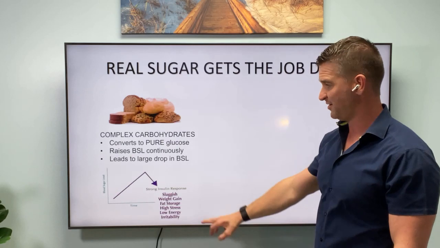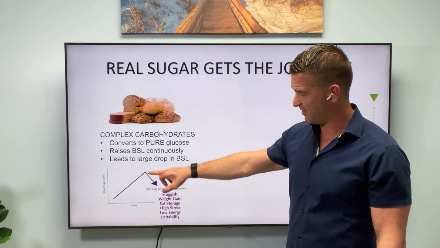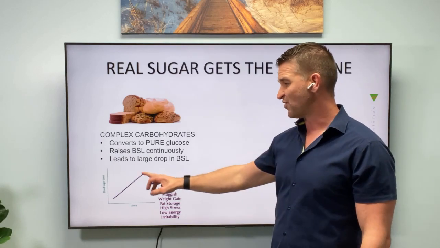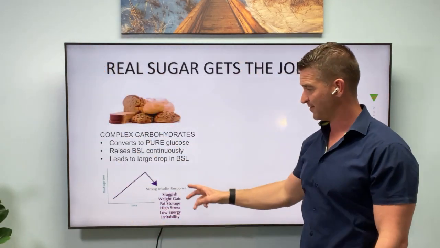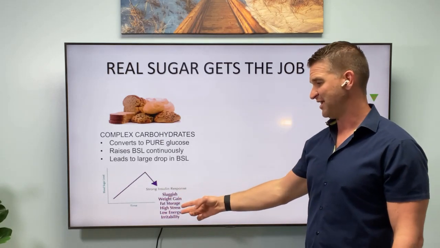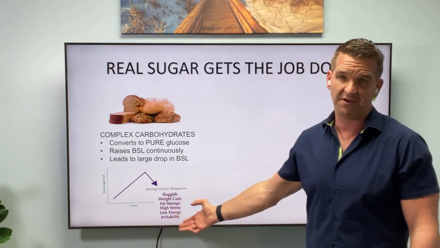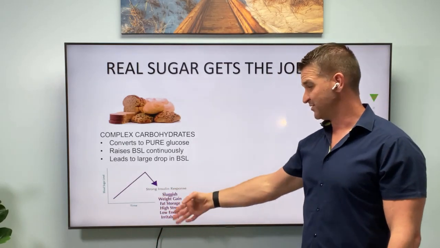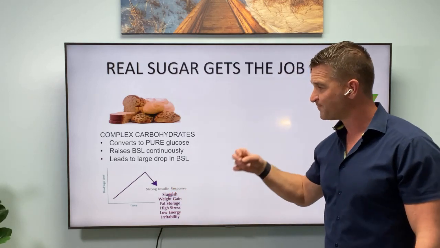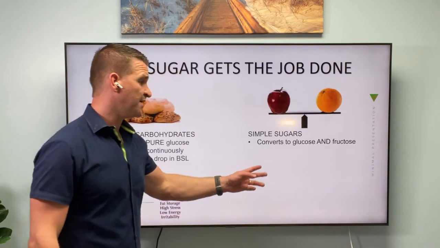And that's essentially this graph here. So it's just this kind of linear, straight up, and then boom, crashes. And there's a strong insulin response because of that continuous rise in blood sugar. And that leads to sluggish weight gain, fat storage, high stress, low energy, and irritability. This is what a lot of the articles that I referred to in the book, Ray goes into great detail about this for sure. When it comes to simple sugars, it's a different story.